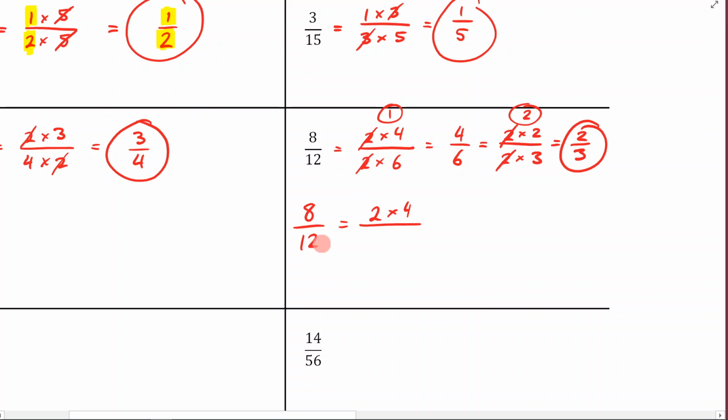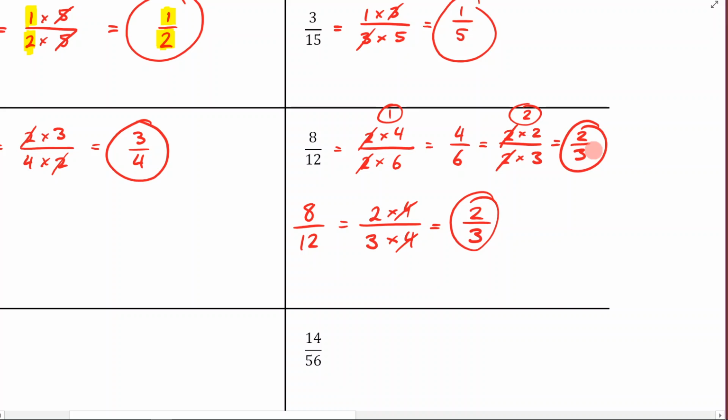But instead of breaking 12 into 2 and 6, I'm instead going to break it up into 3 and 4. And now that 4 can cancel out with that 4, and I'll be left with 2 on 3. So what I've done there is I have cancelled with my highest common factor. My highest common factor of 8 and 12 is 4.